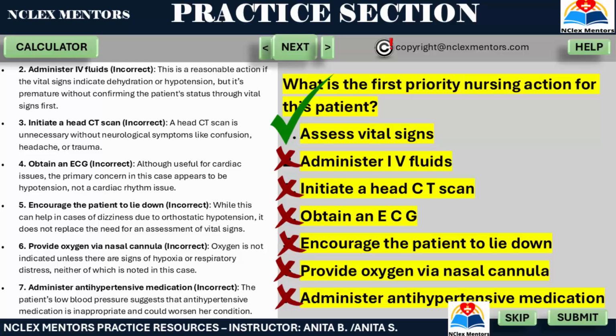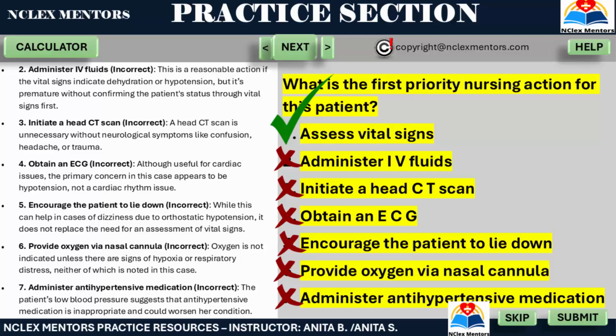Option 4. Obtain an ECG. Incorrect. Although useful for cardiac issues, the primary concern in this case appears to be hypotension, not a cardiac rhythm issue. Option 5. Encourage the patient to lie down. Incorrect. While this can help in cases of dizziness due to orthostatic hypotension, it does not replace the need for an assessment of vital signs.